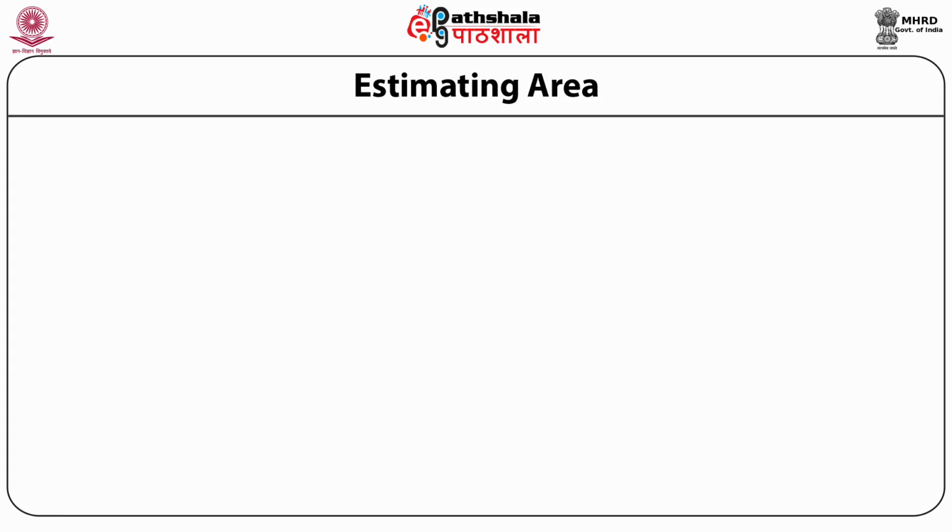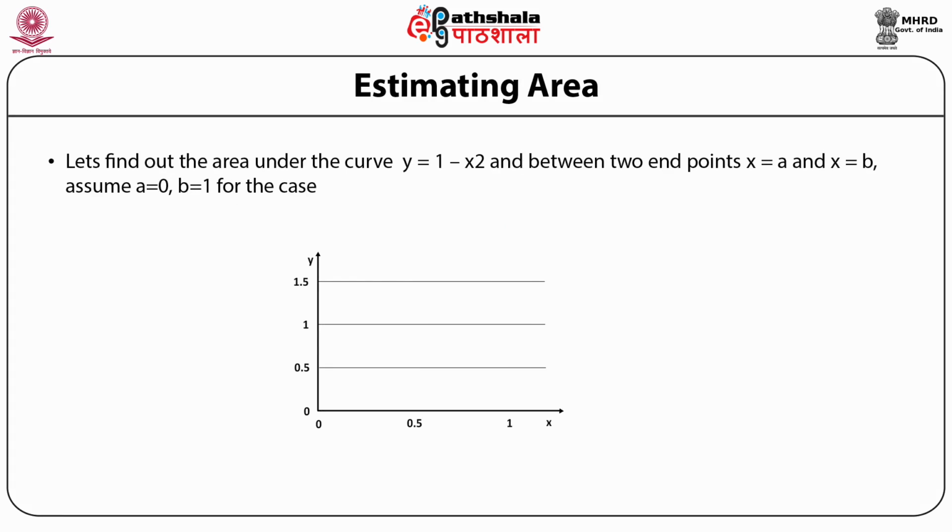Estimating area. Let us say we want to find the area under the curve given in the graph, y is equal to 1 minus x squared, and it is between the points 0 to 1 on the x axis. So a is equal to 0 and b is equal to 1 for this case. The first thing is the closed interval, which means it includes 1 as well as 0, is [0, 1] in square brackets.